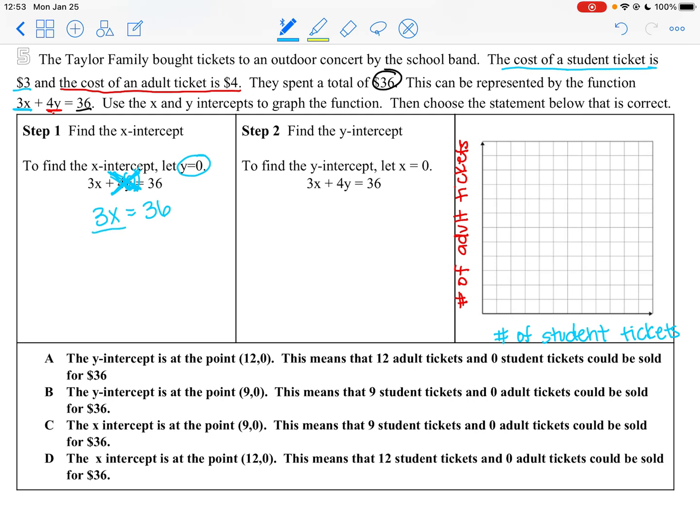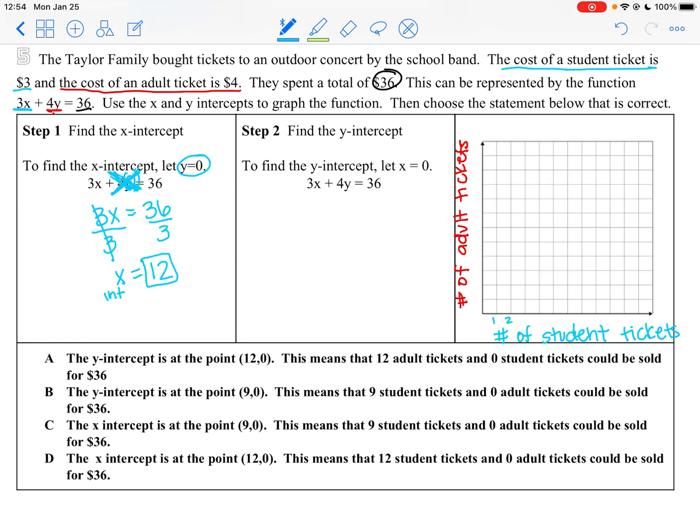So to find out how many student tickets I can buy with $36, I'm going to divide it by the cost of each student ticket, which was $3. So this tells me that I can buy 12 student tickets with $36. But that is all of my money, so I have no money left over for adult tickets. So on this x-axis, since the x is by itself, this is my x-intercept.